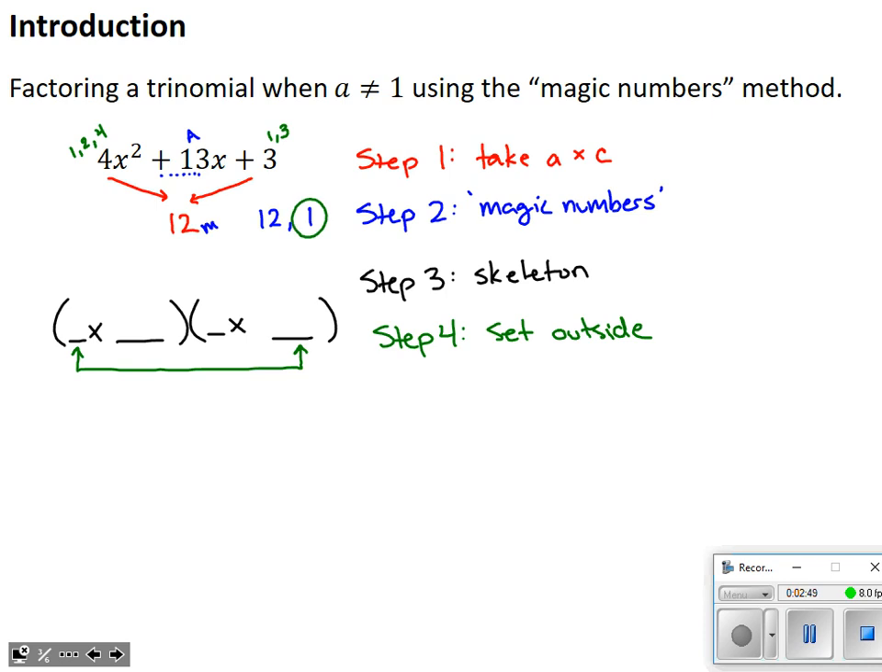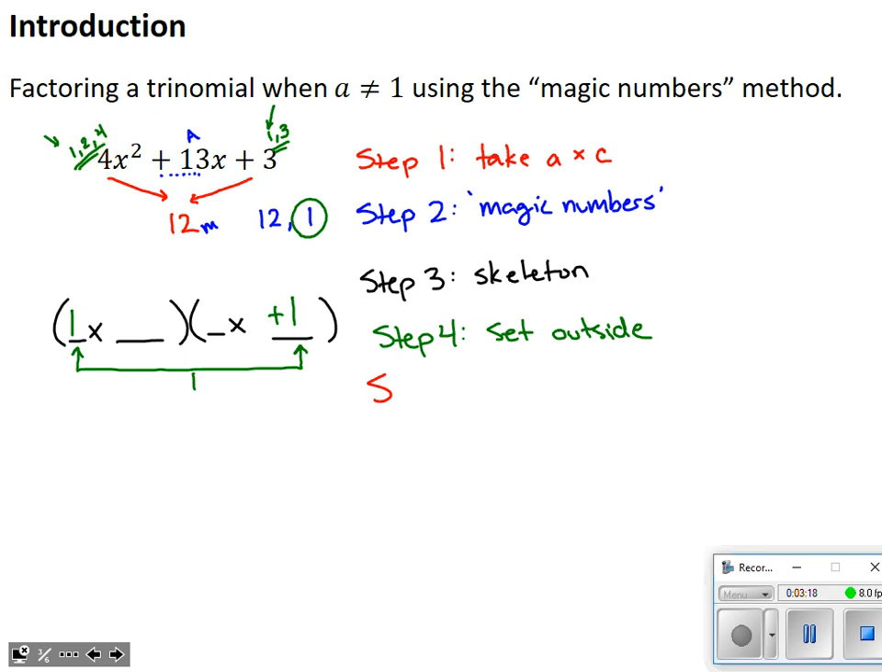So to set the outside, I'm going to pick the easier of my magic numbers. It's 1. And I'm going to say, how can I take a factor from this 4 times a factor from that 3 to produce that magic number of 1? So I want to make a 1 out of that outside. Well, the way I do that is to take the 1 from the leading term, that goes on this x, and the 1 from the trailing term. So I've got 1x something, and then at the end, positive 1 in my second factor.